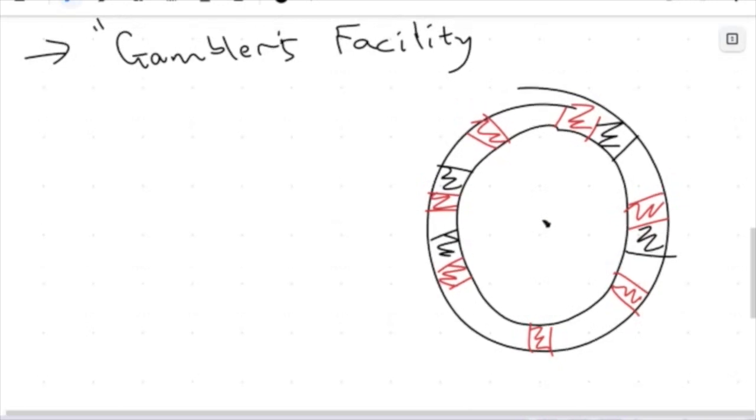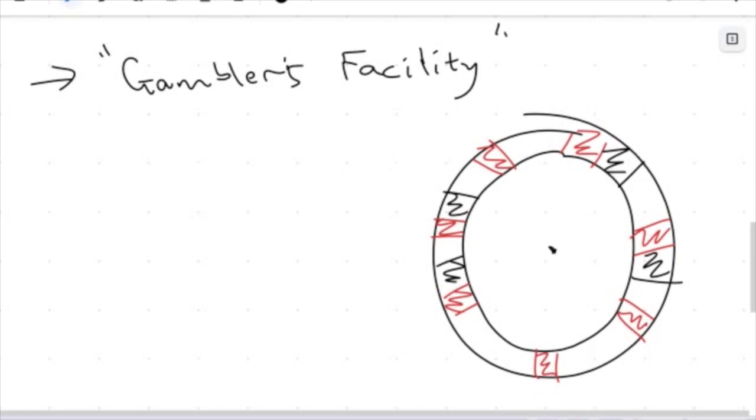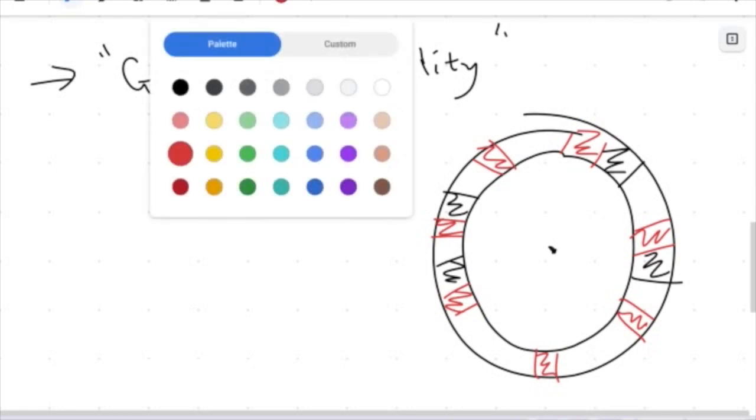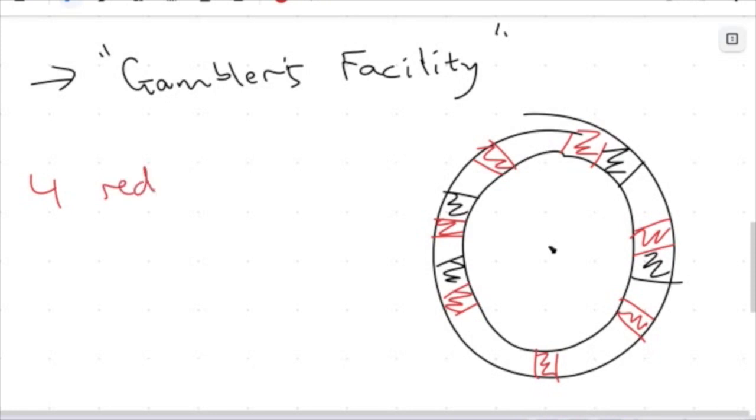Now, on some color. Now, what the gambler's fallacy is that people say, okay, well, it's been red like 4 times in a row. So say we had 4 reds in a row.